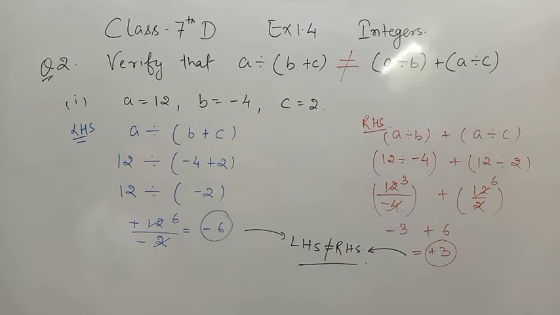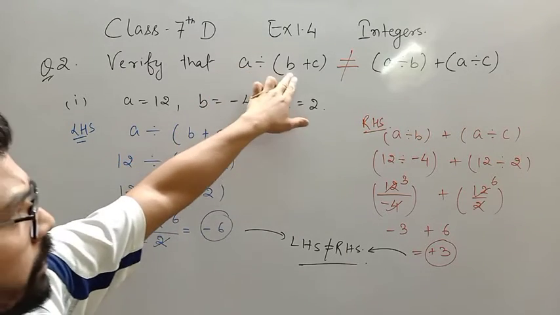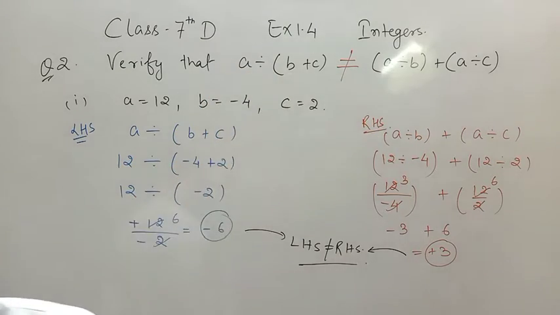Any doubt? And this property is nothing but the distributive property, where you are distributing A over B and C. Note it down fast. Part second of question number 2 is for your homework. If you have any doubt, you can ask me.